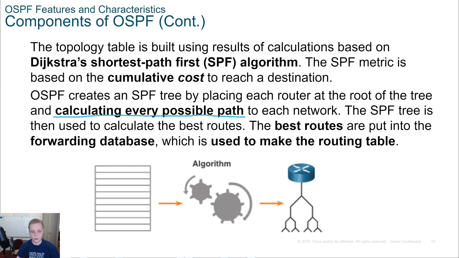We're going to calculate every possible path. Yes, every possible path. If there are redundant paths, we're going to calculate those too. If there's 10 paths to one place, we're going to calculate all 10 paths. The best routes we're actually going to put into the forwarding database, which is used to make the routing table. Right, so if we put it in the forwarding database, then it goes to the routing table. Pretty simple.